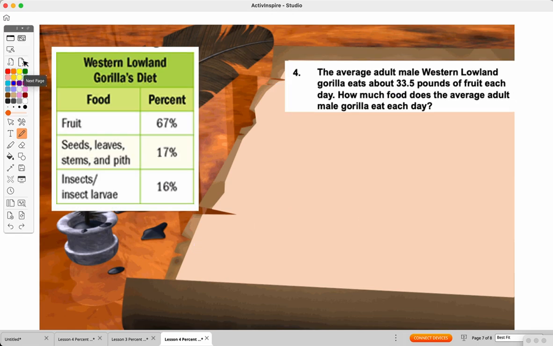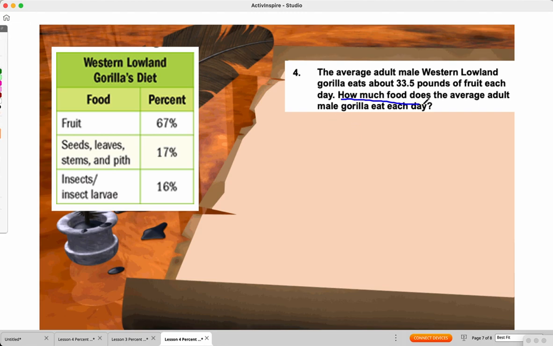The last problem I want you guys to do is to try this Western lowland gorilla word problem setup. So an average adult male Western lowland gorilla, that's actually the same gorilla type we have at the Atlanta Zoo, eats about 33.5 pounds of fruit each day. How much food does an average adult gorilla go through? Well, it's asking me for my total. How much do you go through each day?